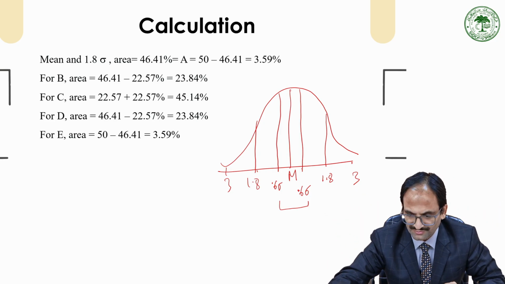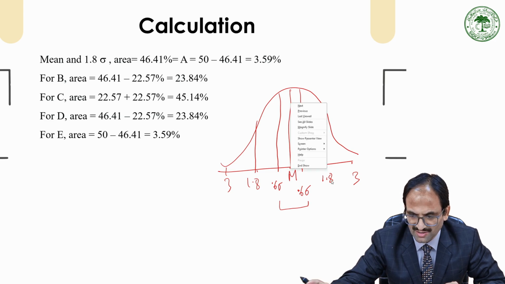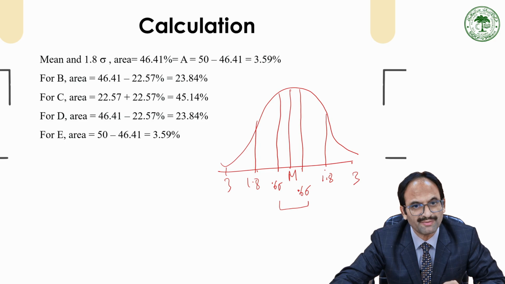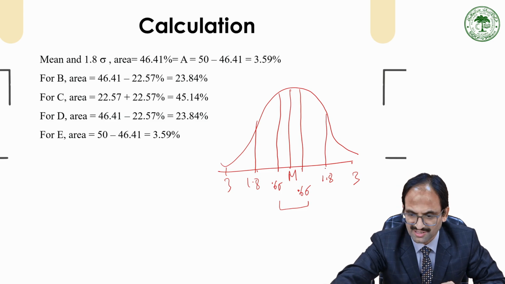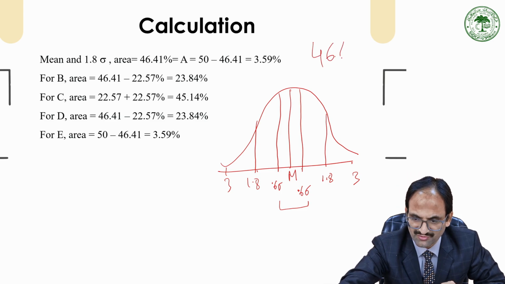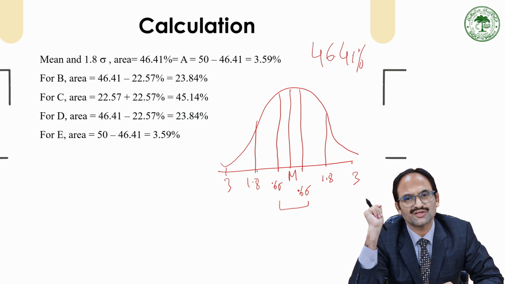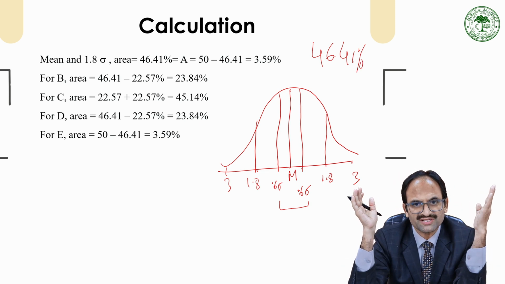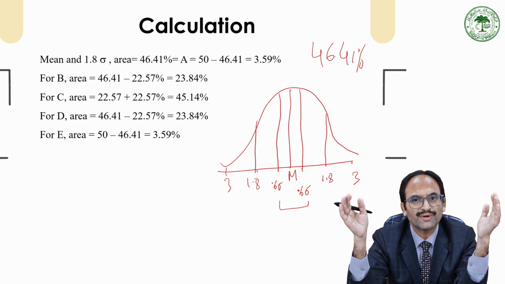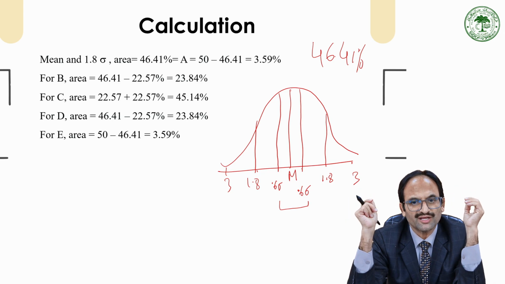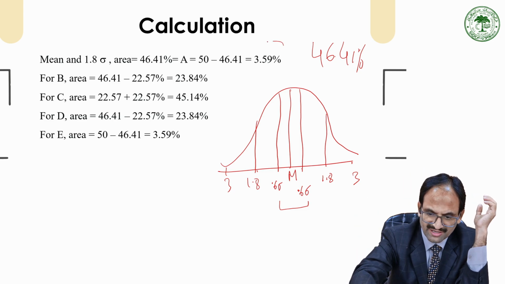Now, this is the mean point and this is 1.8 sigma. So, first find out this area. You will find this area as 46.41%. So, 46.41% will be subtracted from 50. So, finally, you will get A as 3.59.